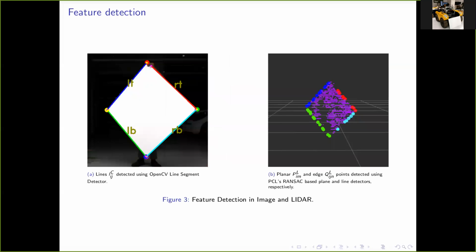In figure 3, we see the results of feature detection on real data. On the left, in figure 3a, we see the planar target with its edges colored with detected lines. The OpenCV line segment detector is used for detecting the line segments which define the edges of the planar target. On the right, in figure 3b, we see the plane and line points detected in the LiDAR point cloud. We use the point cloud library for working with the LiDAR data.